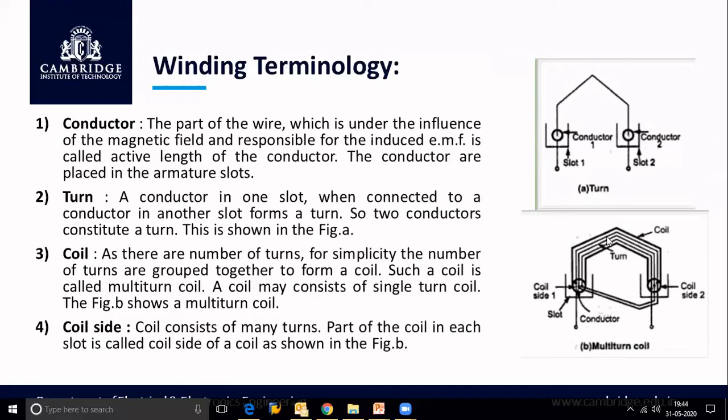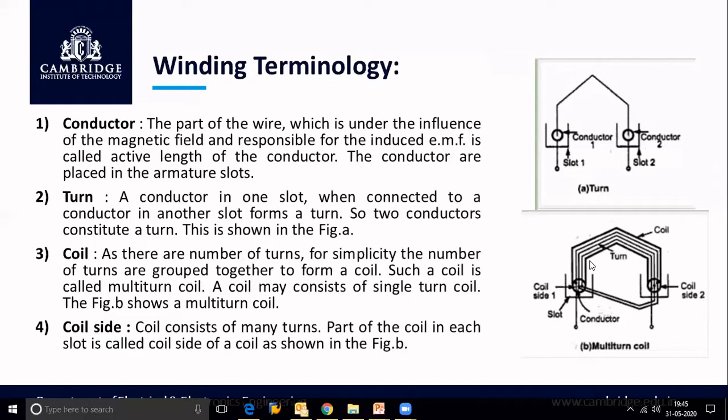So a coil is nothing but when the coil side present in one slot is connected to the coil side present in another slot, then it constitutes a coil. A coil may consist of a number of turns. It may consist of a single turn, which is known as a single turn coil, or if it contains more than one turn, we call it a multi-turn coil, which is shown in the figure here.